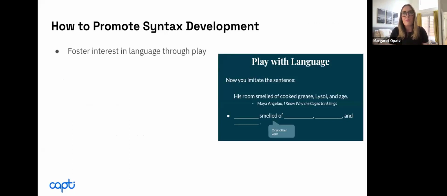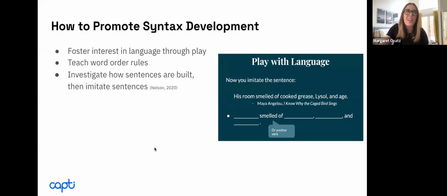That might be something where you show students a published author's writing, and then you say, okay, let's actually imitate this sentence. There's truly no right or wrong answer here. Let's just try it out. And you have students use the structure that Maya Angelou used in this sentence, and then have them try it. Another very key aspect here would be to teach the word order rules.